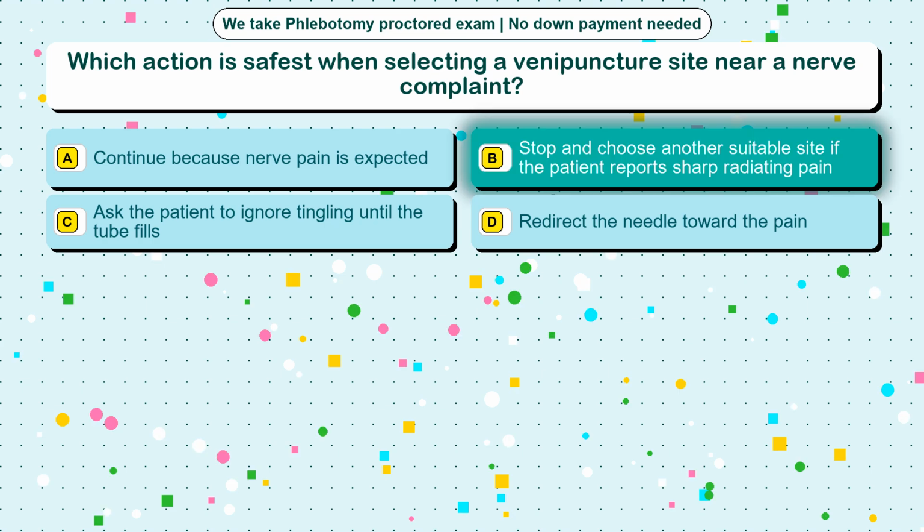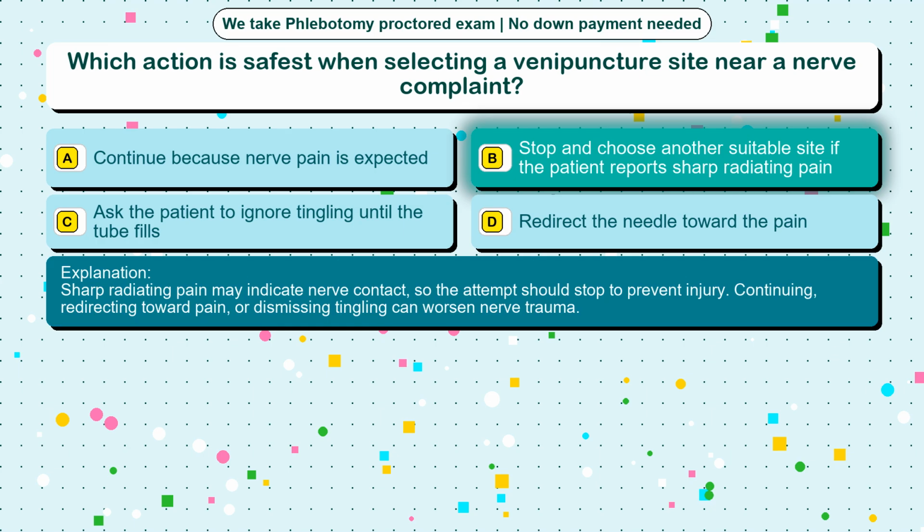The correct answer is option B. Stop and choose another suitable site if the patient reports sharp radiating pain. Sharp radiating pain may indicate nerve contact, so the attempt should stop to prevent injury. Continuing, redirecting toward pain, or dismissing tingling can worsen nerve trauma.